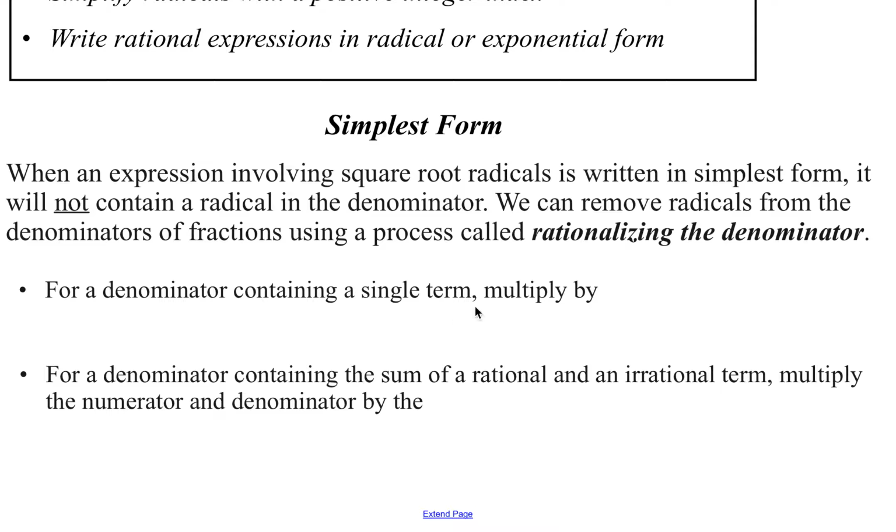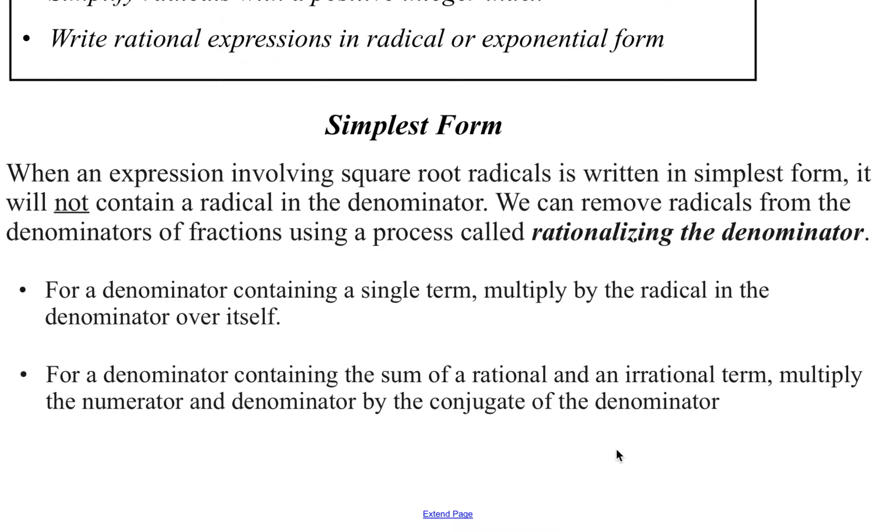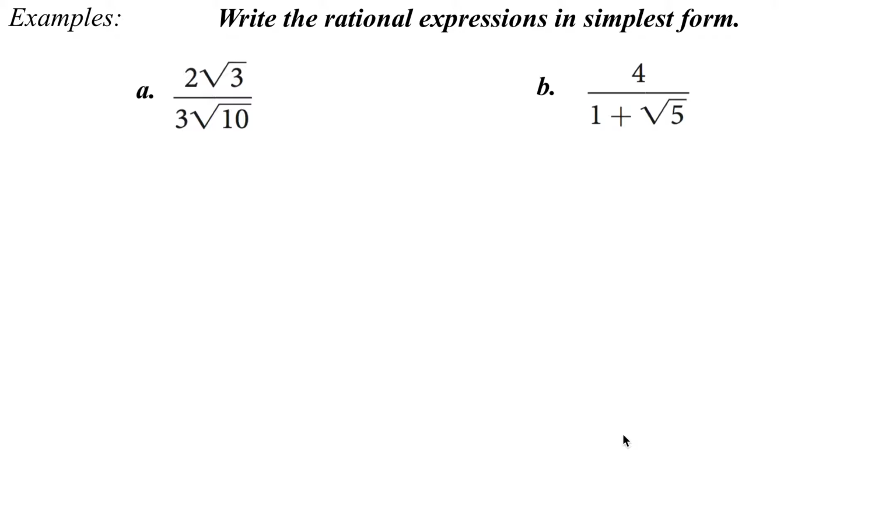So sometimes we're going to have a denominator that just has a single term, and when we have one of those, we simply multiply the entire expression by the denominator over itself, and that denominator over itself is a fraction equal to 1, so it's an equivalent fraction. If we have a denominator that has the sum or even the difference of a rational and an irrational term, we're going to multiply both the top and the bottom, the numerator and denominator, by the conjugate of the denominator, and I will explain that in the next slide.